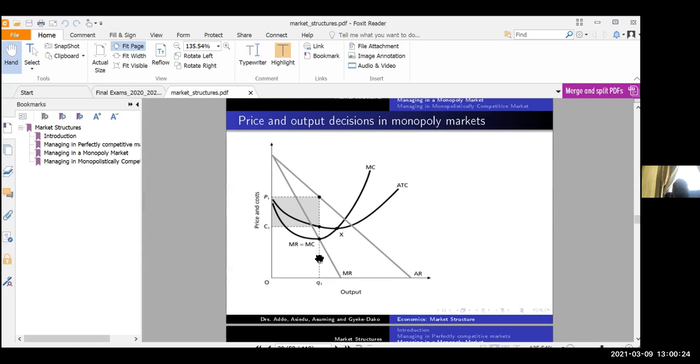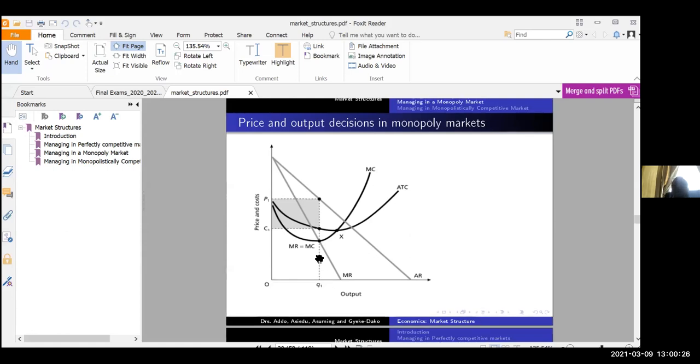Okay, so the key here is that the monopolist, this is the demand curve. The monopolist is going to charge a price P1, which is higher than C1, the average cost. And unlike the competitive market, this gap here can hold for a long time. Why? Because there will be no entry and exit. Nobody is coming in to increase supply for this price to come down.